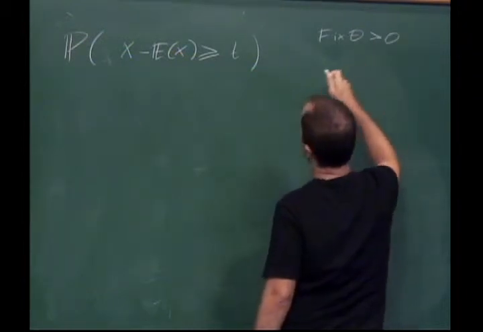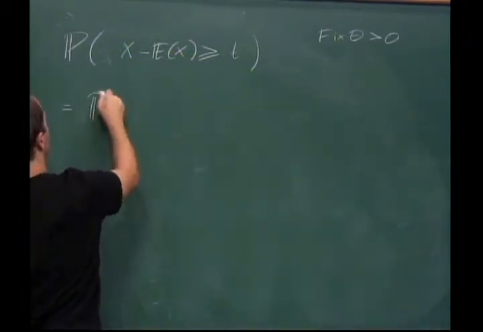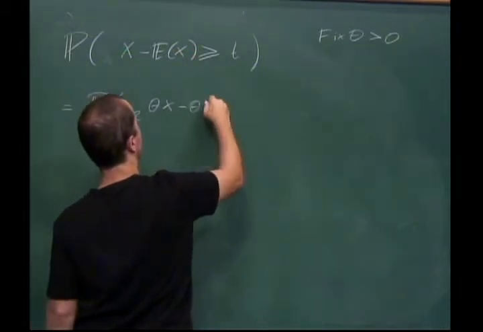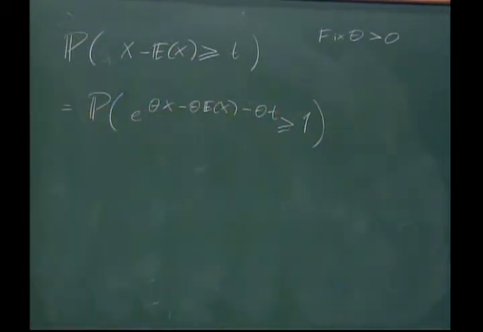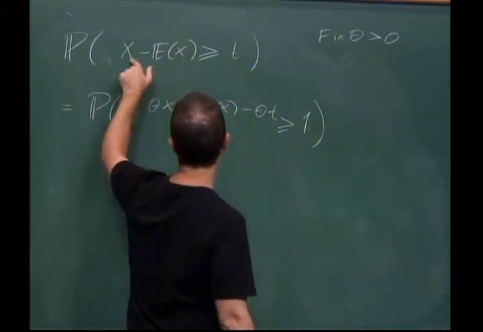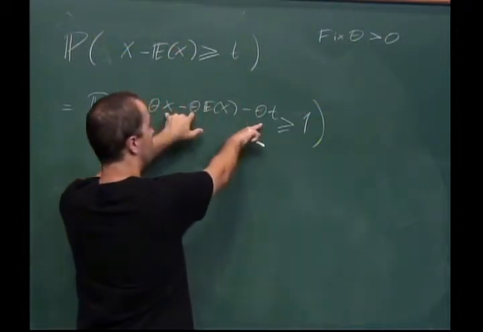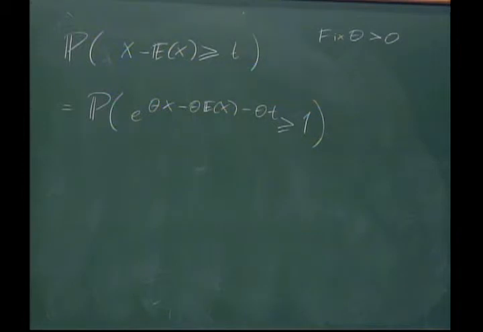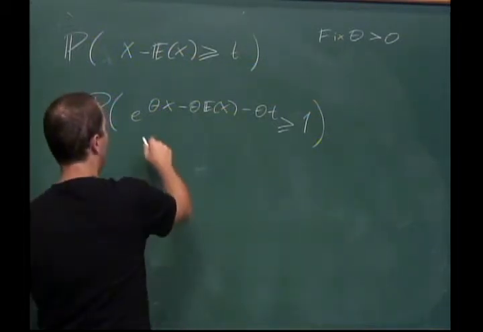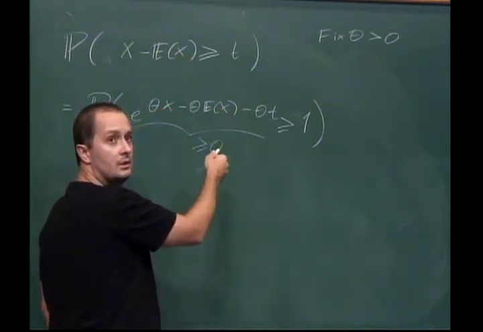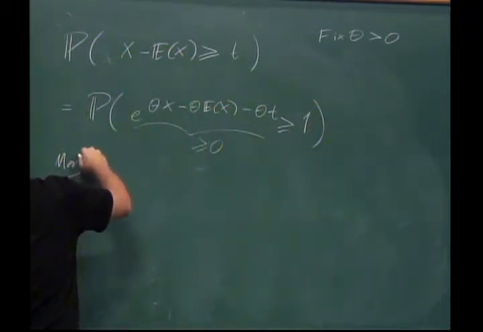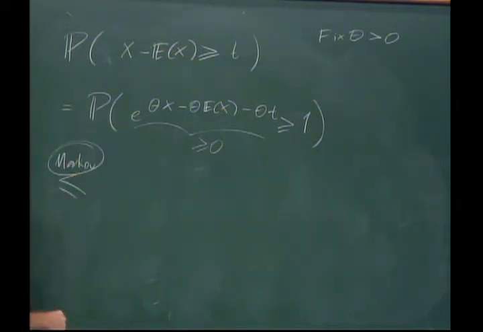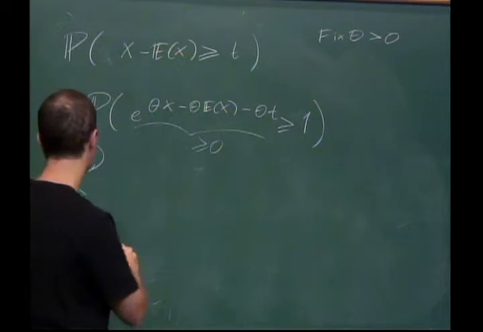You fix a positive number, and you notice that this event here is exactly the same as this. X minus expectation is larger than t if and only if the exponent here is non-negative. So this is exact. But here you have a random variable that's non-negative, and you look at the probability that it's larger than 1. Then you have an upper bound, which is just Markov's inequality, which apparently was proven by Chebyshev. And Chebyshev, Markov proved Chebyshev's inequality, so that's one anecdote we got from the concentration course.